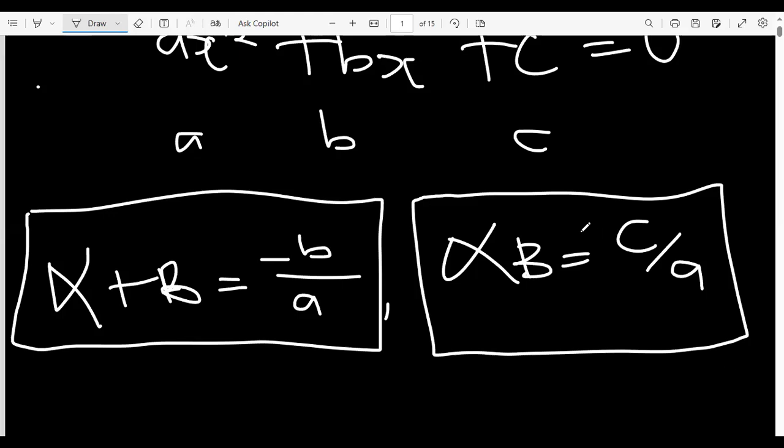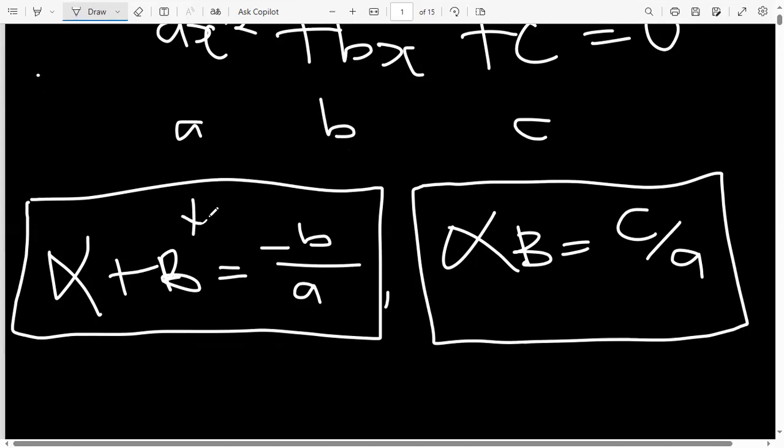Yeah, so I was saying these are the primary equations you have to know. The summation of alpha and beta is just minus b over a, and the multiplication of alpha and beta is just c over a. We'll be using these two to find any question under the alpha and beta roots.